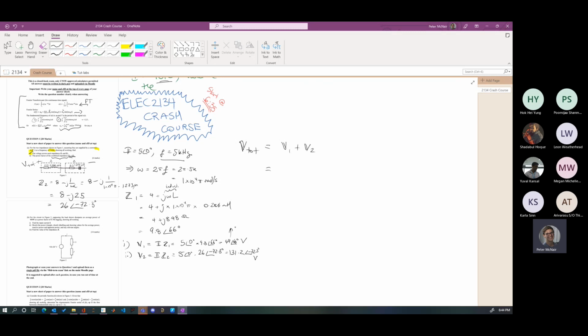Please follow along as well while these questions are being done, to check with me, because everyone makes mistakes, but also for your own benefit. So this is V1, and then V2, we're looking for this 131.2 angle minus 72.3.